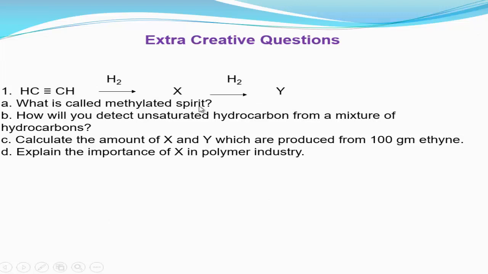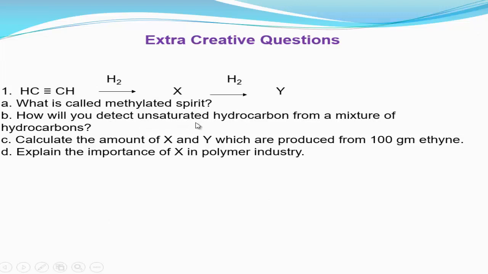What is called methylated spirit? Methylated spirit, you know that a 96% liquid solution of ethanol is known as rectified spirit, and sometimes to make the rectified spirit toxic, some methanol is mixed with ethanol, and this methanol mixed ethanol is known as methylated spirit. It is used as solvent in perfume industry and varnish. This is also used in varnish for wooden furniture, etc.